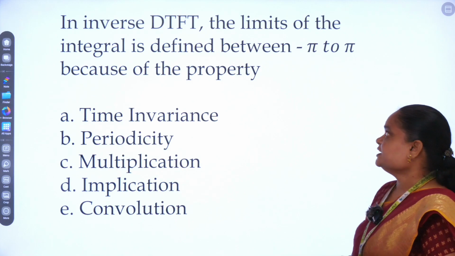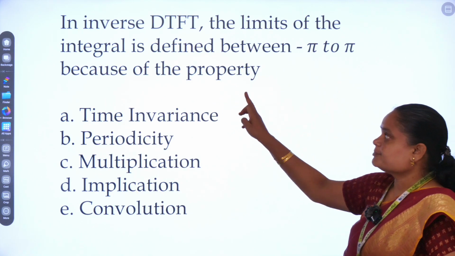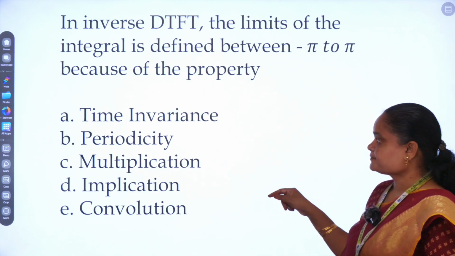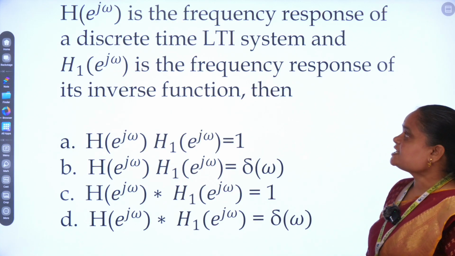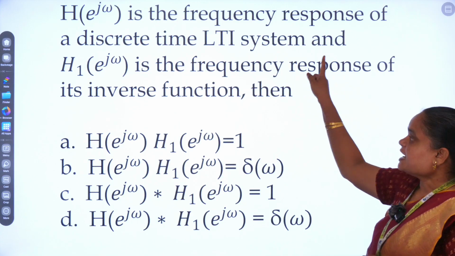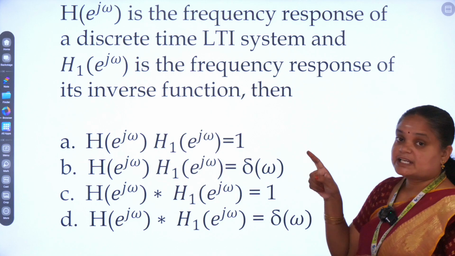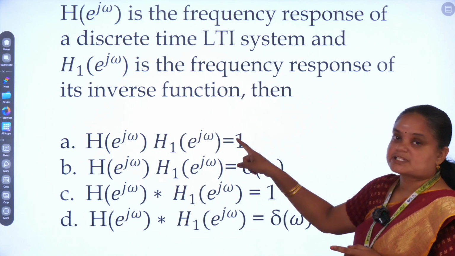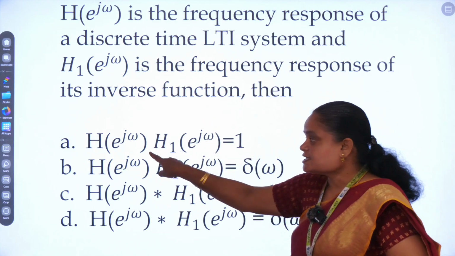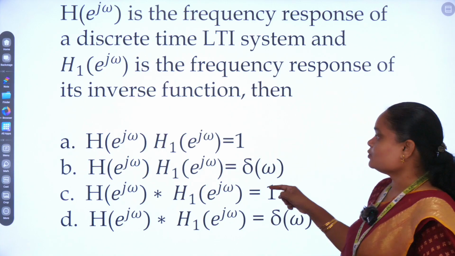Then the inverse DTFT: the limits of the integral are defined between minus pi to pi because of the periodicity property. Then H of e power j omega is the frequency response of a discrete time LTI system, and H1 of e power j omega is the frequency response of its inverse system. Both are in the frequency domain, so H of e power j omega is multiplied with H1 of e power j omega, and that is equal to 1. So the answer is 1.